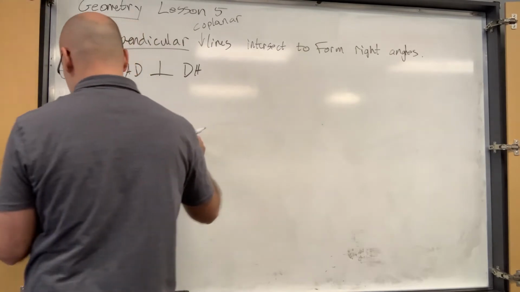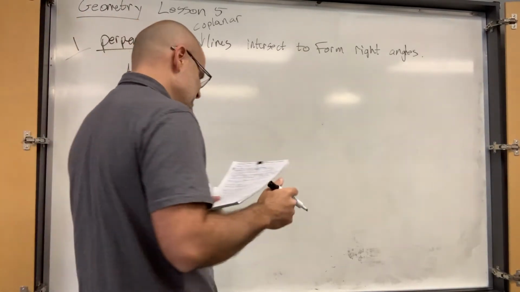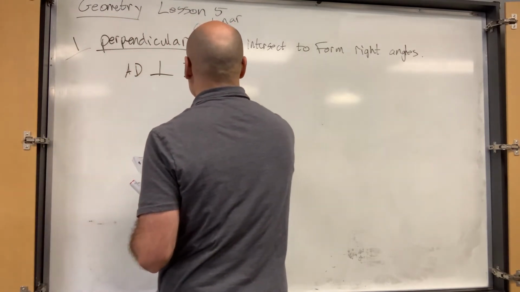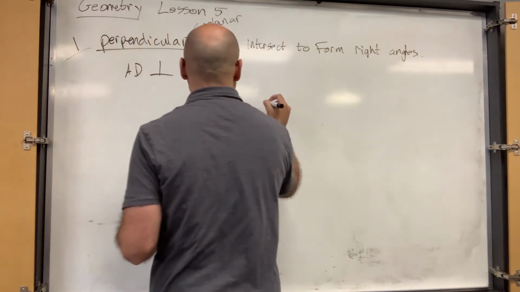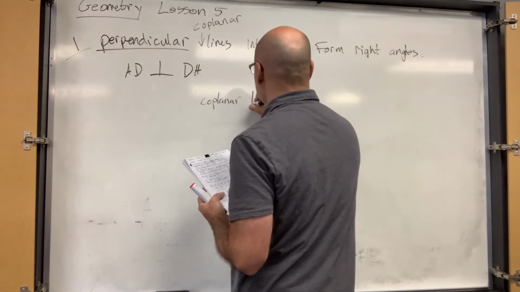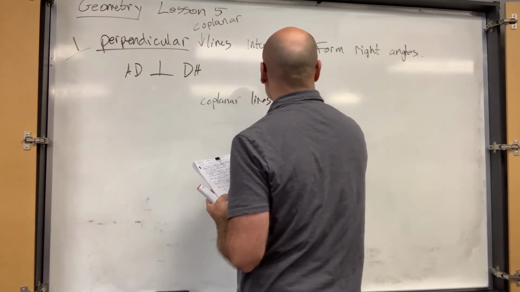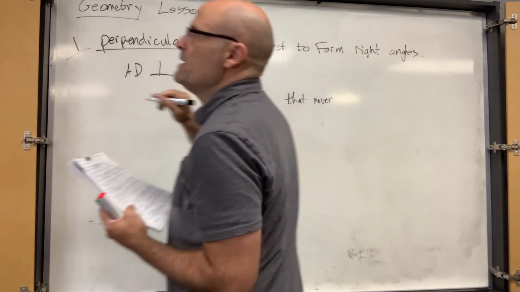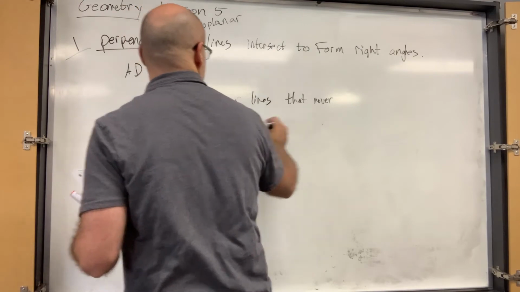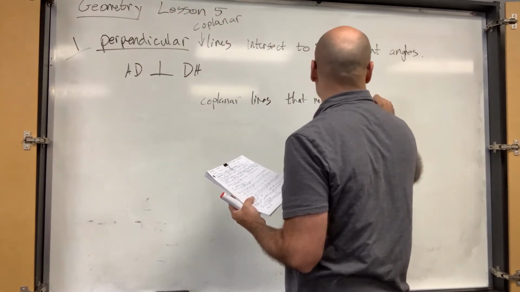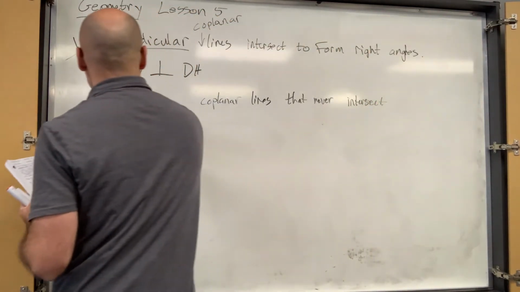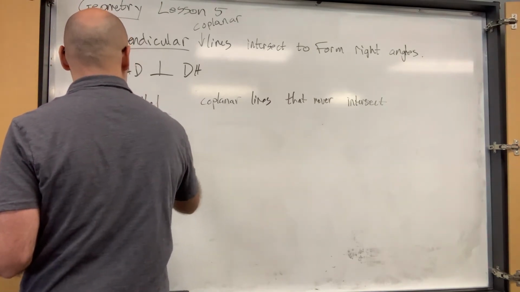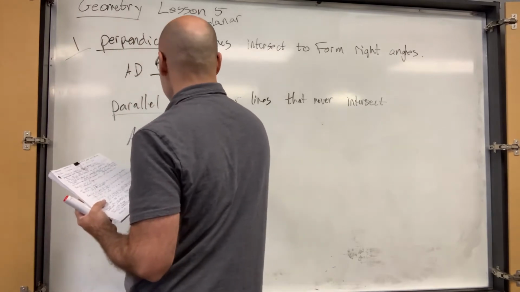What about coplanar lines that do not intersect? What's that called? Parallel. Yes. So what are some examples of parallel lines on the cube? AD and EH. AD and BC. AD and EH. Yeah, that's awesome. Yeah, I agree with him, a lot of them. So these are parallel lines. Okay, so AD is parallel to EH.